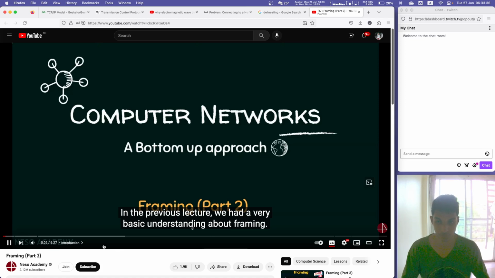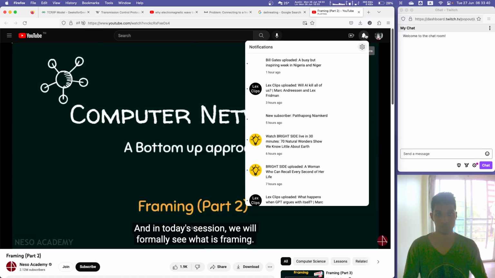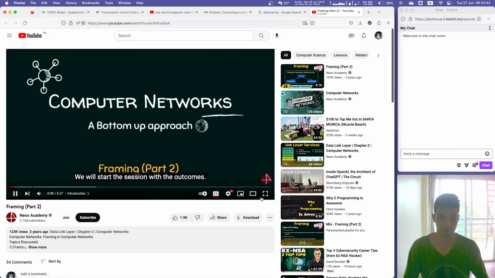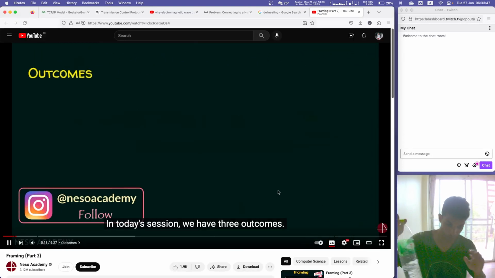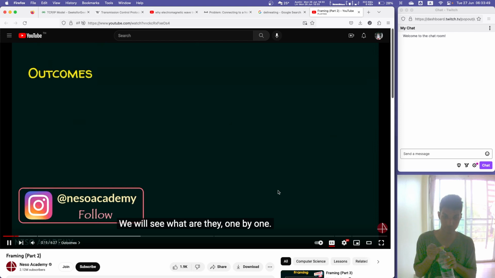We had a very basic understanding about framing, and in today's session we will formally see what is framing. We will start the session with the outcomes. In today's session we have 3 outcomes. We will see what are they one by one.